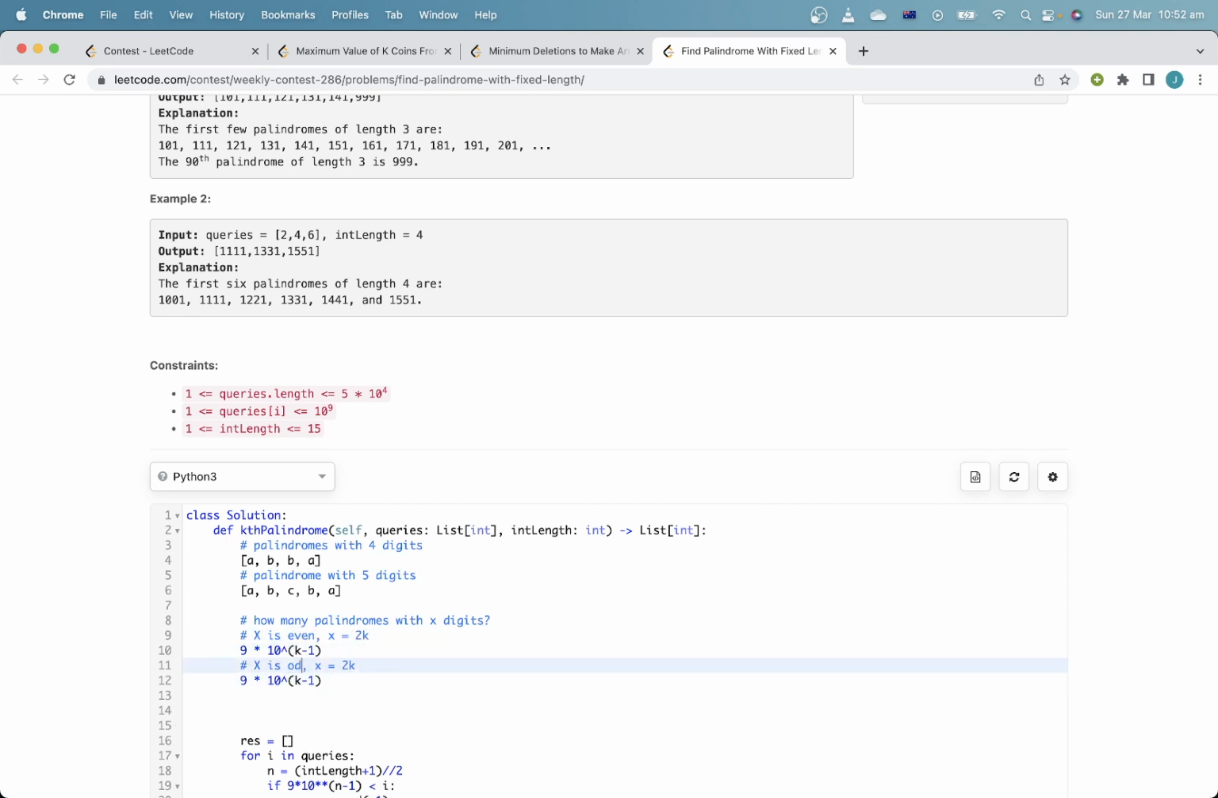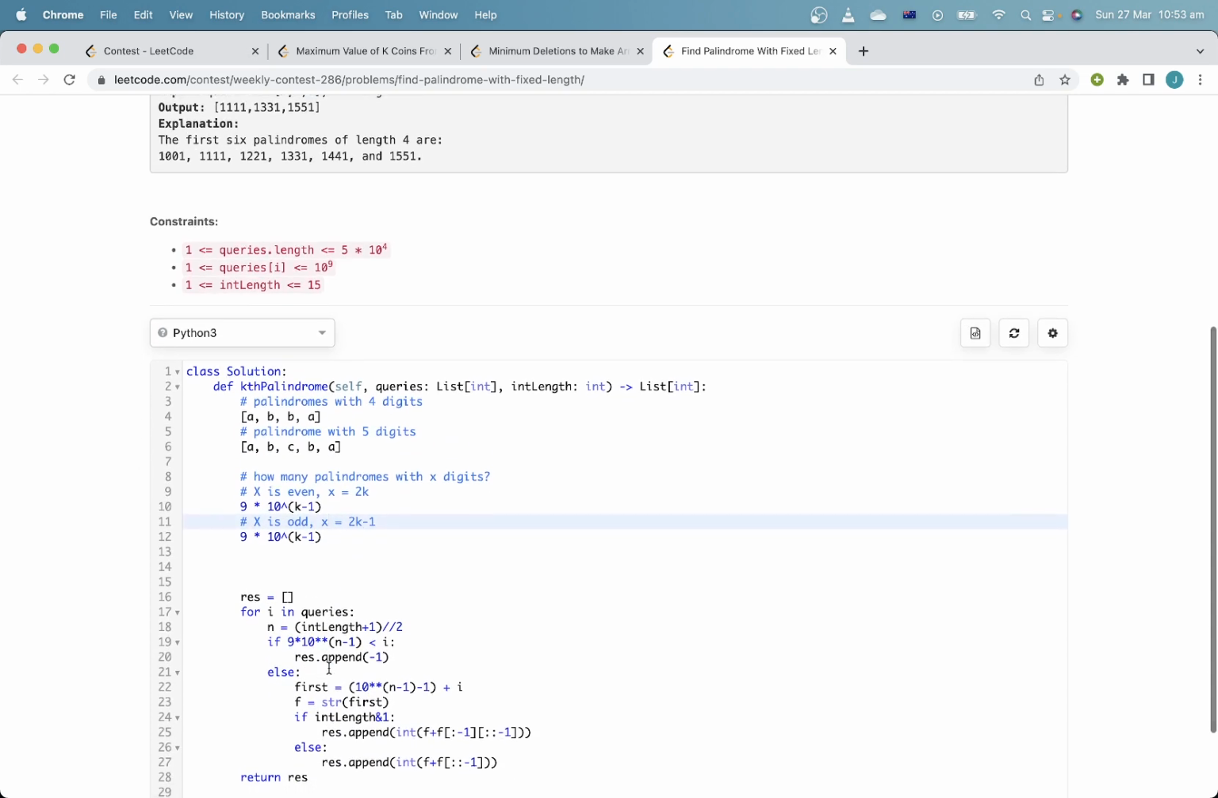And if X is odd and X equals 2K take 1, the same thing applies, because we need to find K digits, and the first one has to be not equal to 0, and the others can be any of the 10 other options. So in my code, instead of calling it K, I called it N for some reason. I called it N here. So first I'm checking if the number of possible palindromes is less than my current query, then the answer is going to be -1.